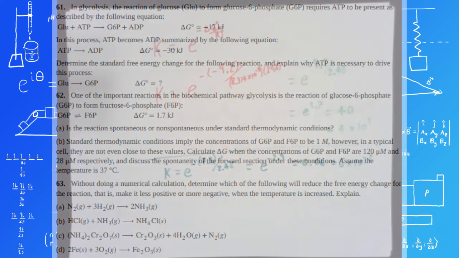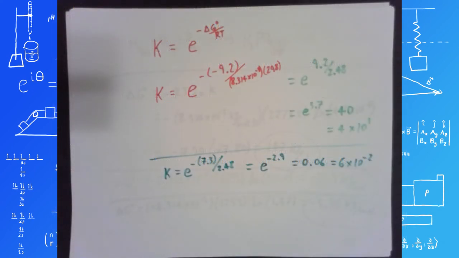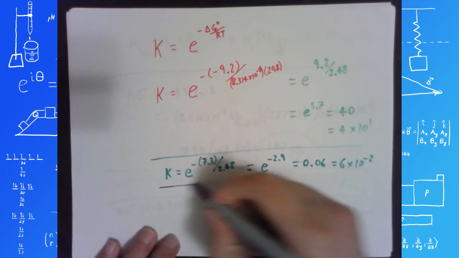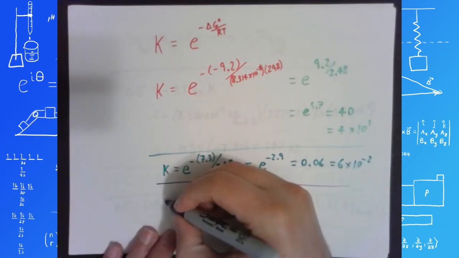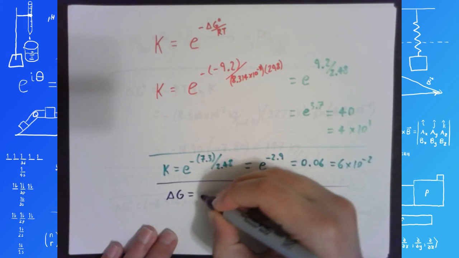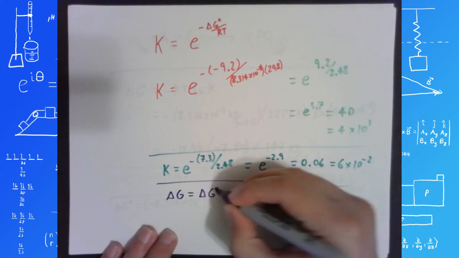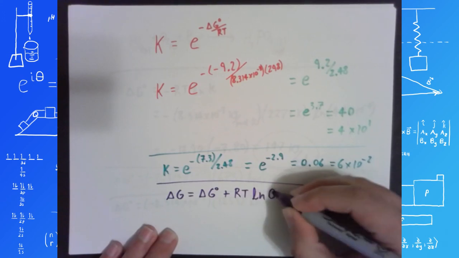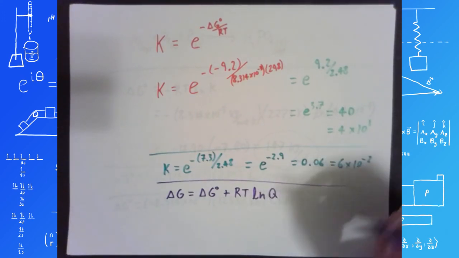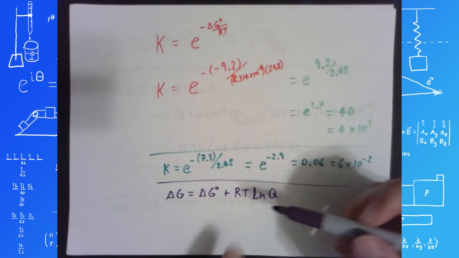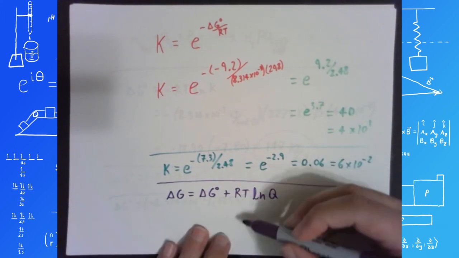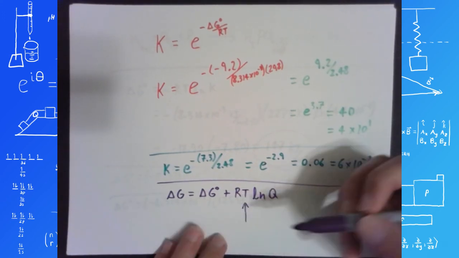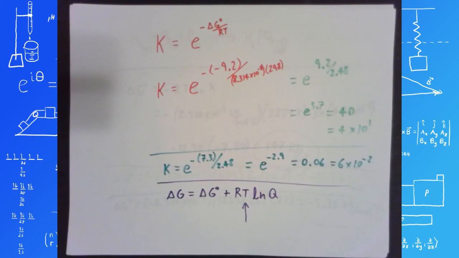So, again, they're using the full delta G equilibrium formula. They're using delta G equals delta G standard plus RT ln of Q. And they're asking about the effect of increasing the temperature.